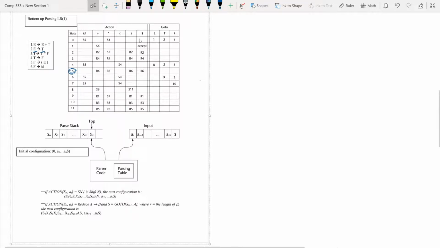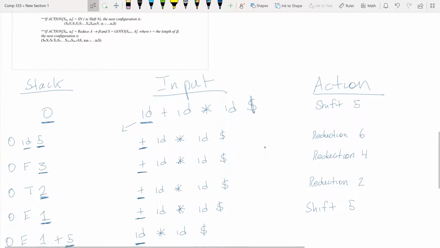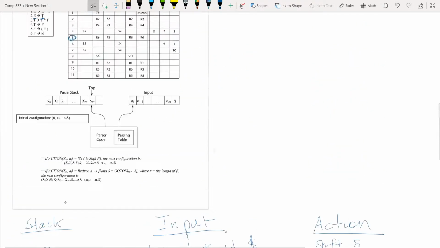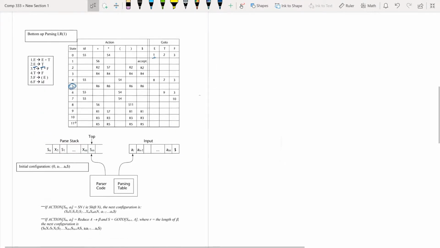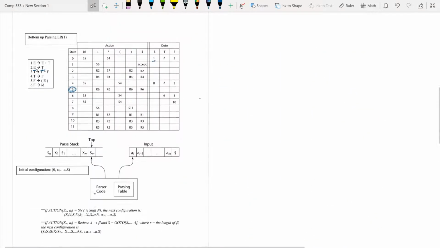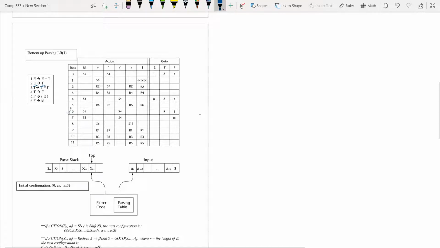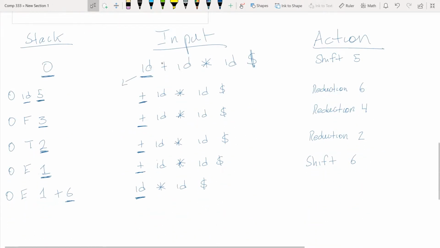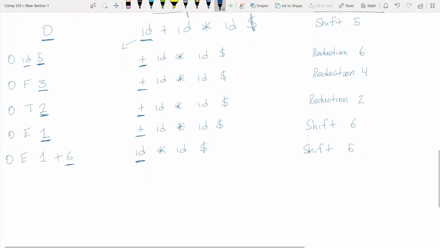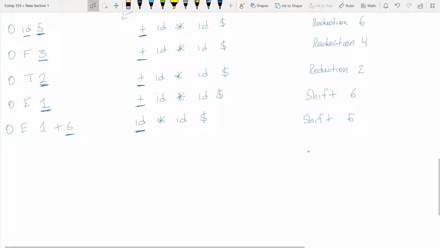0 and E was 1. So we get this 1 right here. And then 1 and plus. 1 and plus was shift 6. Oh, shift 6? Is that where I messed up? Yeah, 1 and plus is shift 6. My bad. So this turns into a 6. And then 6 and ID. 6 and ID turns into S5. Okay, so that's shift 5. My bad. I did this once before and I didn't record the audio, so, you know, it was a good mistake.